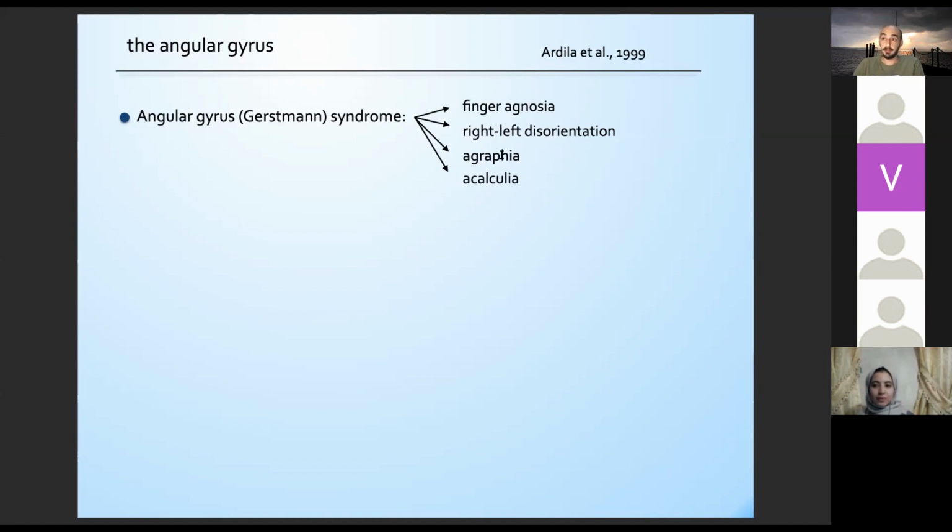Then you get agraphia. You're not able to write. So the angular gyrus is very important for coordinating motor programs for writing and lexical access to the orthographic representations of words. But the thing that interests me the most is that you get acalculia. So acalculia is the lack of the ability of making very basic mathematical operations, like adding numbers, counting numbers, multiplying numbers, subtracting numbers, and so on, okay? So this is really cool because that shows that this particular area is very important for your mathematical abilities.